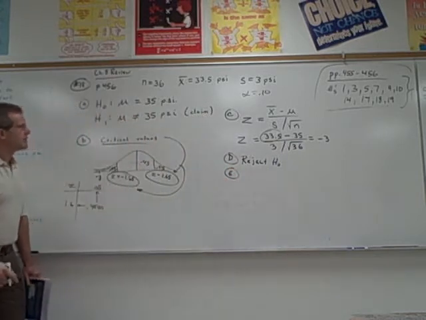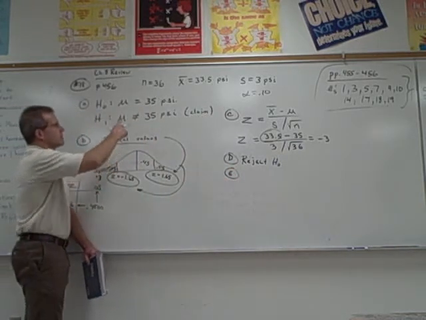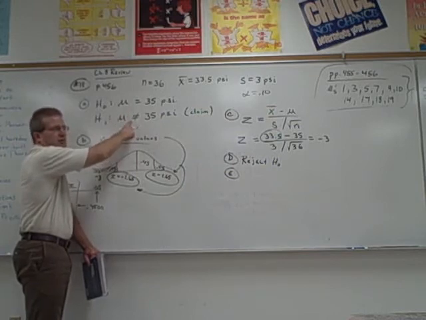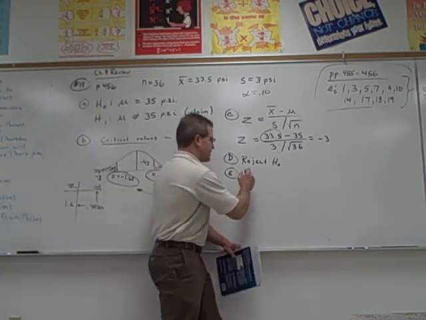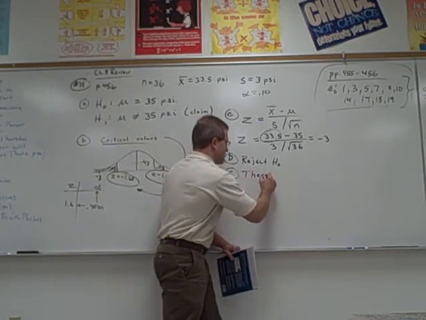Now, if we reject the null, that means we think the null's false. That means we think the alternative is probably true. We're not proving it, but that's what we think. It's most likely true. So we're going to say there is enough evidence to what? To support. To support, good.